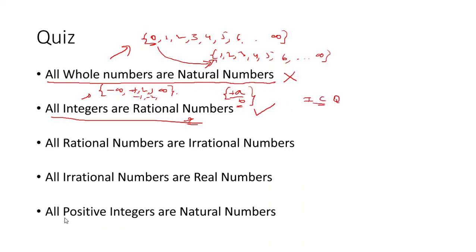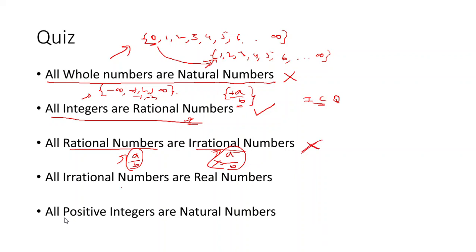All rational numbers are irrational numbers. Is this true? False. The rational number set contains only the numbers that can be represented in the form a by b, whereas irrational numbers are numbers that cannot be represented in the form a by b. So these are two different sets, and the irrational number set is a complement of the rational number set, and that's why this is false.